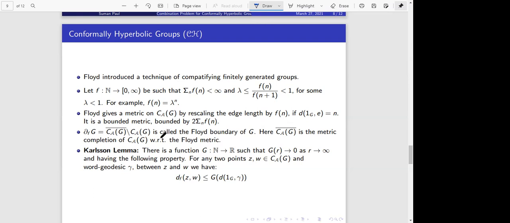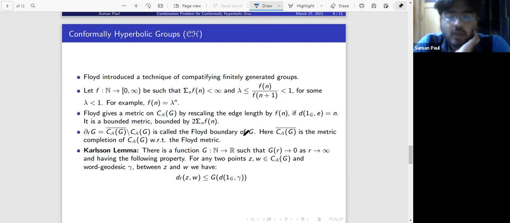So this is called the Floyd boundary of G. Why is this important? Because you do not need any class of groups. You can define it for general finitely generated groups, and moreover, you can show that the Floyd boundary of a hyperbolic group is essentially the Gromov boundary of the hyperbolic group. That I will come to next.